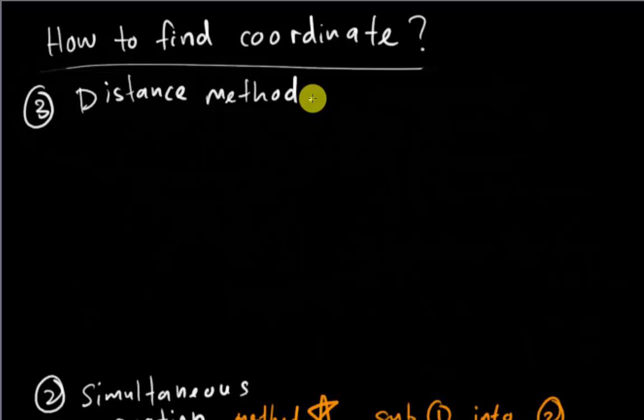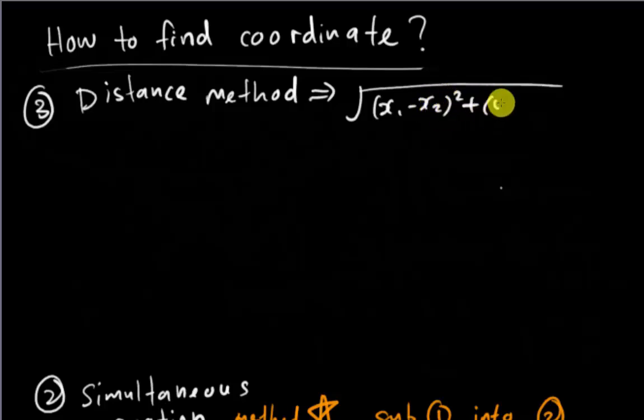But how it works is because of distance, so let me explain the distance formula a little bit first. The distance formula is basically the square root of (x1 minus x2) squared plus (y1 minus y2) squared. Right, this is the distance formula. But how do we actually use the distance method to find the coordinate? The idea basically is like this. Let's say this is the coordinate A, and let's say I know coordinate B is 5 units from A.